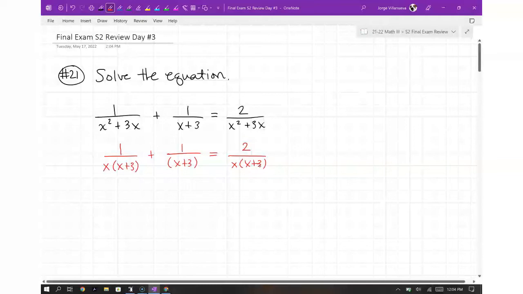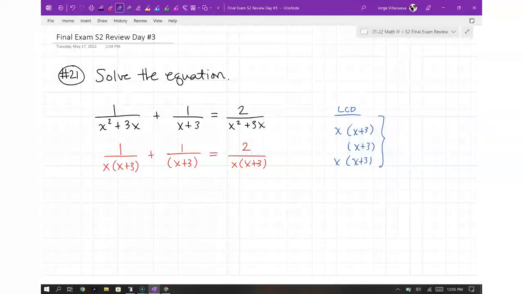I got an x times x plus 3, an x plus 3, and then another one that says x times x plus 3. So if I ask you what's the least common denominator, the LCD, you have x times x plus 3, x plus 3, and x times x plus 3. I don't know if you guys remember, we used to do this before. Okay, now you have to grab everything that you see.